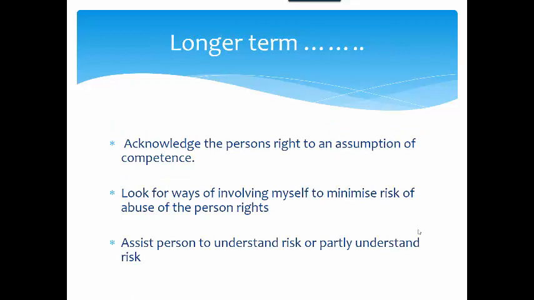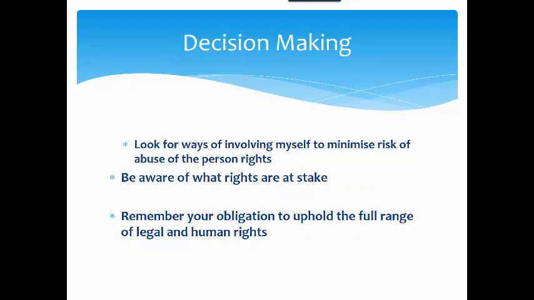But I think in a day-to-day situation, when you're looking at duty of care, we need to acknowledge a person's right to an assumption of competence. And that's what I talked about before, that over the age of 18, often 16, we're assuming that a person is competent and able to make their decisions, and you're looking for evidence that suggests they're not, rather than the other way around. Look for ways of involving yourself or putting strategies in place to minimise risk of abuse of a person's rights, and always assisting the person to understand risk or partly understand risk.